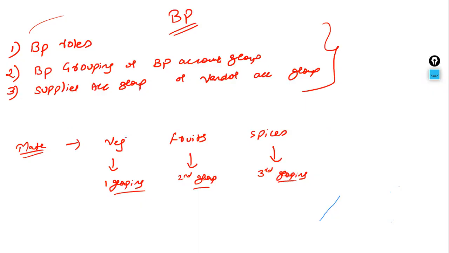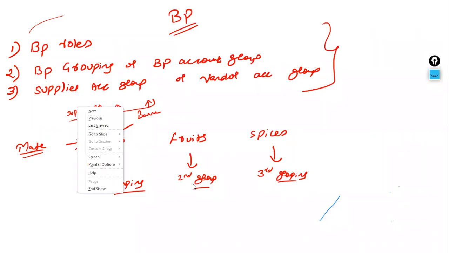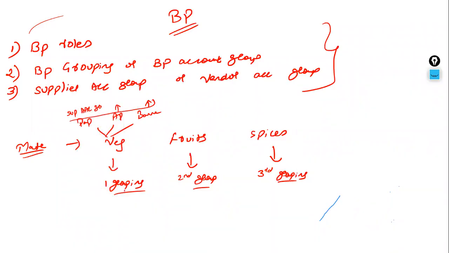Now, under fruits, you have papaya, you have apple, and you have banana. So here, you are going to buy papaya from one supplier. That supplier can be created as a supplier account group. This can be created as a supplier account group. This can be created as another supplier account group. So these three supplier account groups will be only under this one grouping. It cannot be under this group. You can see this supplier account group only under this BP group. You cannot see it under this BP group.